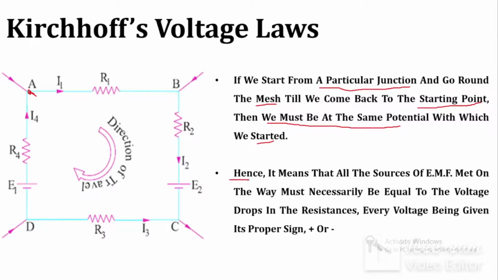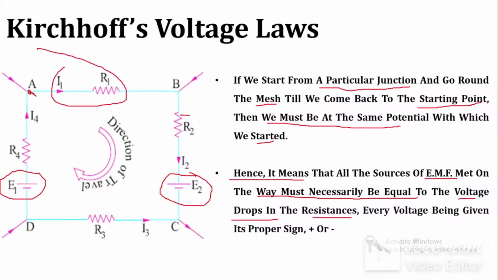So it means that all the source EMF met on the way must necessarily be equal to the voltage drop in the resistances. That means the EMFs E2 and E1 are equal to all the drops across R1, R2, R3 and R4, and then when we move back towards point A, the net total will be equal to 0.